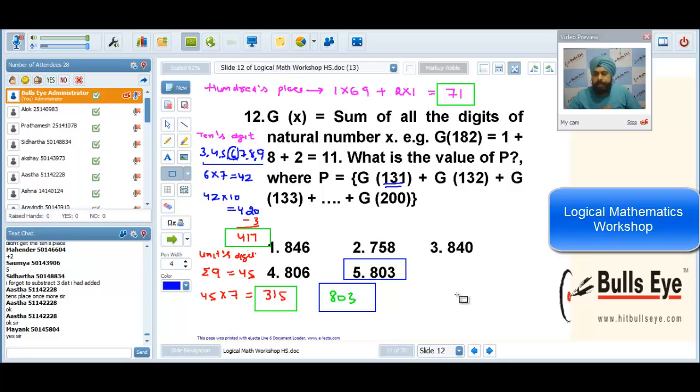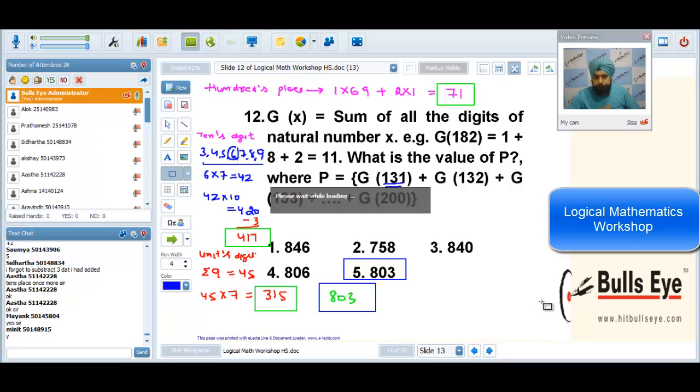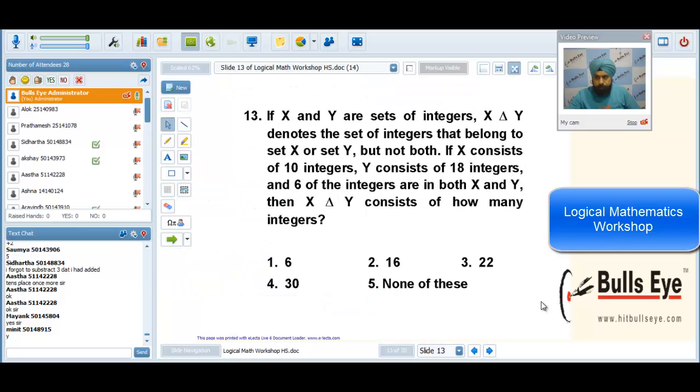Okay guys, I'll spend the last 5-7 minutes to discuss the last 2-3 questions quickly. Answer this question. So yes guys, the answer is... Sanjeet, it is not 22, it is 16.